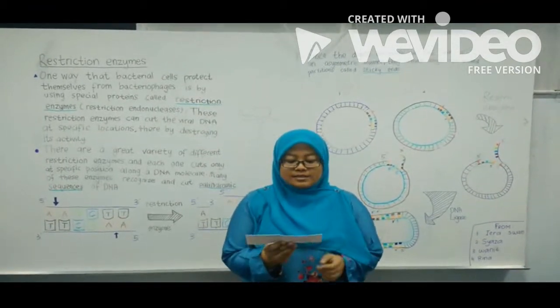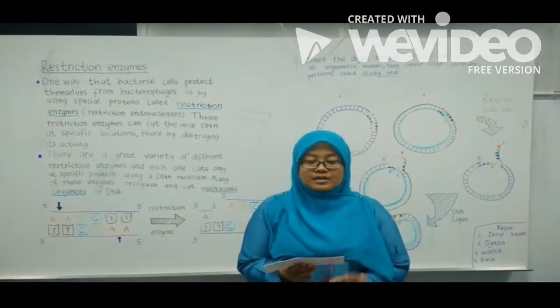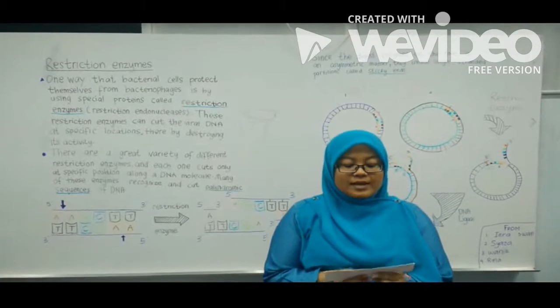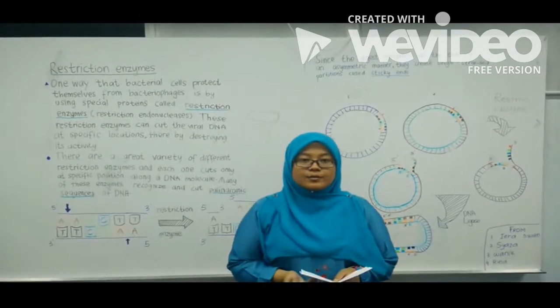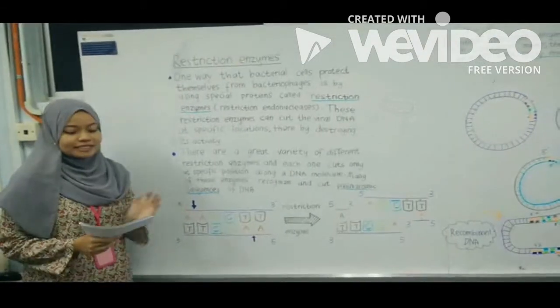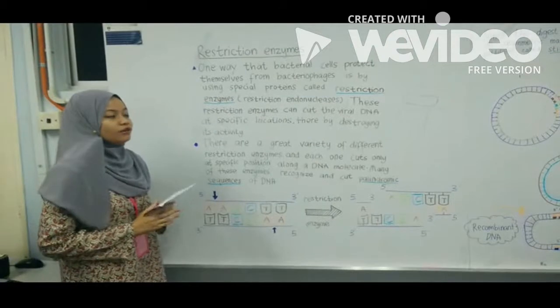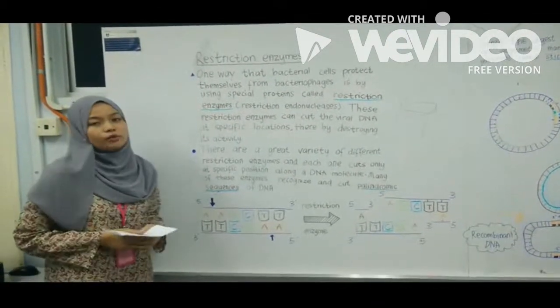In another way, scientists discovered how the bacteria protect themselves using the restriction enzyme. Scientists applied this restriction enzyme for molecular technology. From the study, we realized that restriction enzyme cuts at a specific location called a palindromic sequence of the DNA molecule.